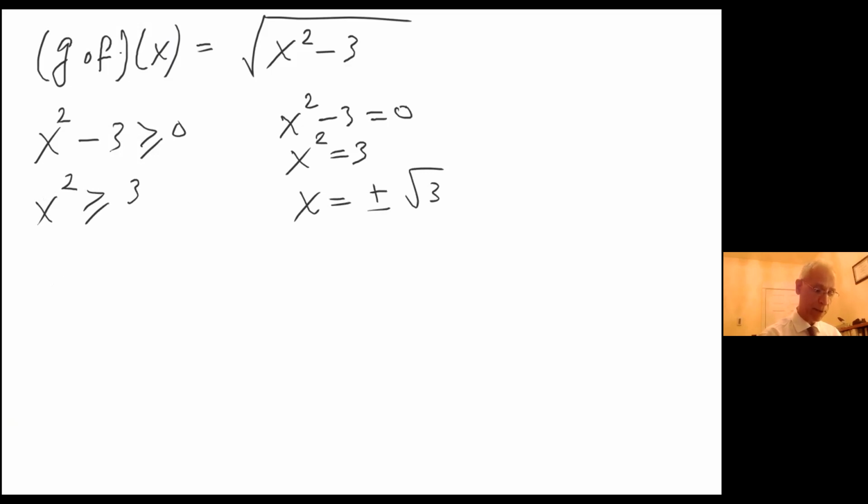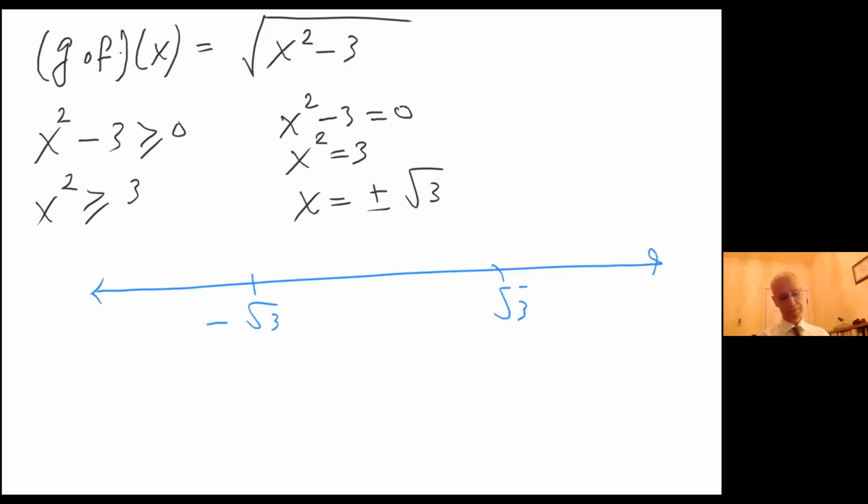I'm going to test points. So here is negative root 3, here is positive root 3. I'm going to test numbers in between. To the left of negative root 3, let's say if I pick negative 2, negative 2 squared is 4, minus 3 is 1, 1 is greater than or equal to 0. So to the left of negative root 3, I get solutions. I'm going to put T for true.